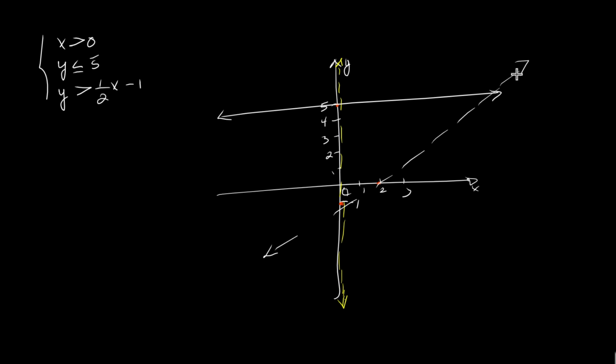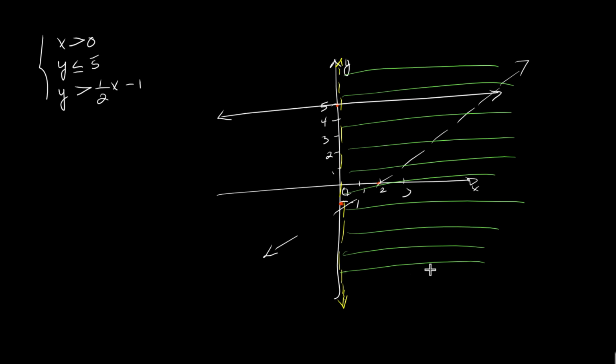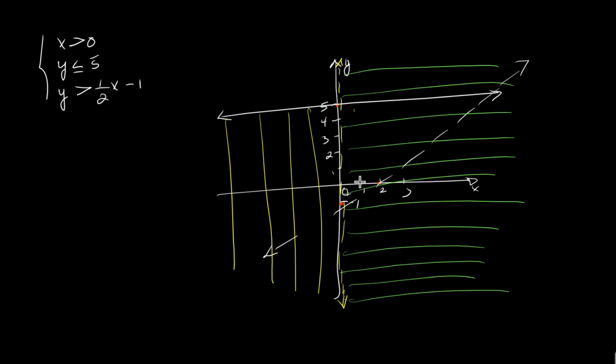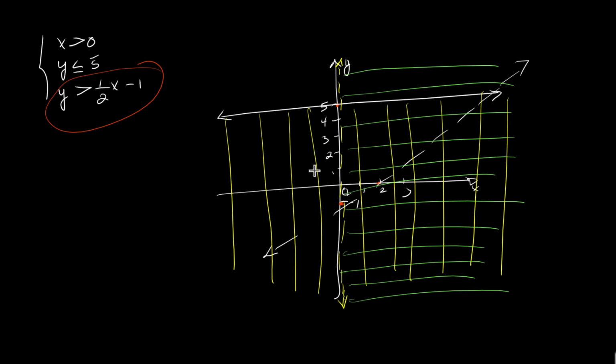So the question is, which region should we shade? We have several regions formed by these lines. Which one satisfies all 3 inequalities? Let's analyze. For x greater than 0, we need values to the right of the vertical line. For y less than or equal to 5, we need values below the horizontal line. For y greater than 1/2 x minus 1, we need values above the slanted line.